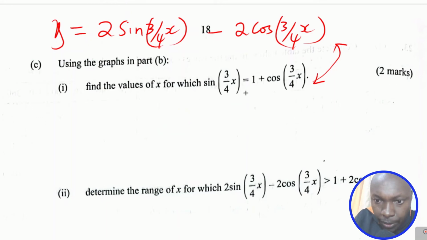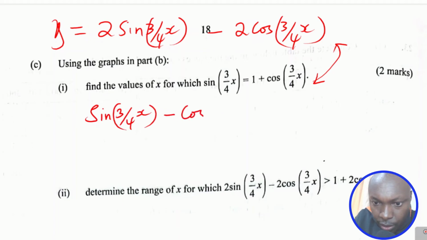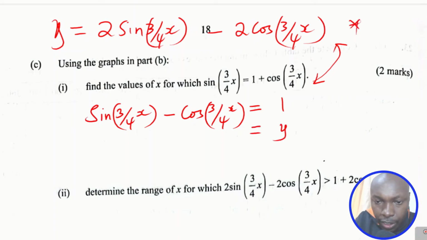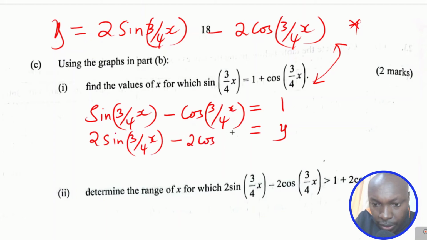You shall do this by, if you bring cos 3 over 4 x to the left hand side, you'll notice you will get sine 3 over 4 x subtract cosine 3 over 4 x is equals to 1. So when you bring cosine 3 over 4 x to the left hand side, that is what you get. Now try to compare this one with the equation of this curve that is here, the one that I have written here. You'll see there's some similarities, and the only one thing that is different. So this one will be 2 sine 3 over 4 x minus 2 cosine 3 over 4 x.